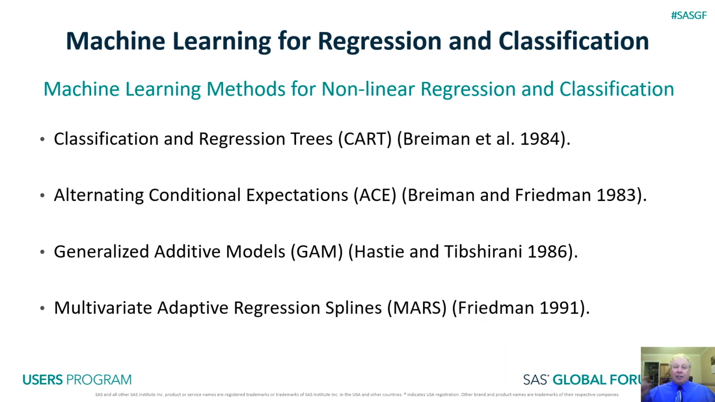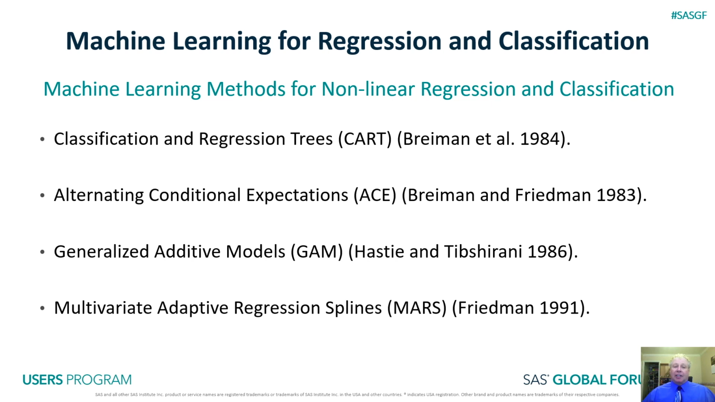So nonlinear regression methods and classification methods which have been developed over the last 35 years or so include classification and regression trees, sometimes called decision trees, developed by Breiman, Friedman, Olshen, and Stone, who wrote a monograph in 1984 and provided some of the first software for fitting this class of models to real data sets.